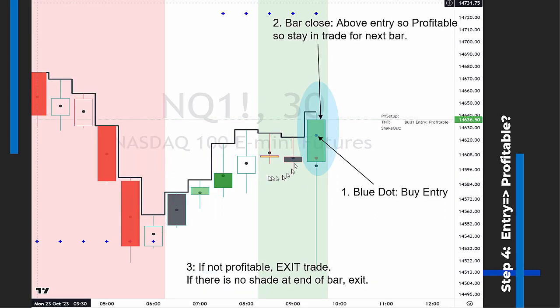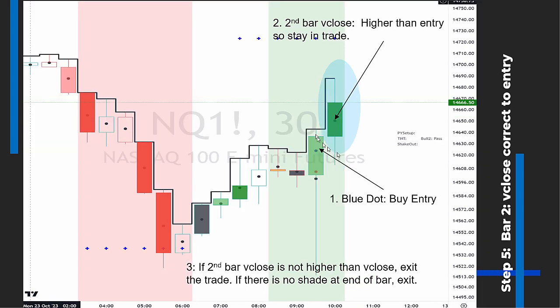Step 4 is to see if we entered. If we didn't enter, we'll cancel the orders and move on. In this case, we did enter and we closed above our entry. So this is a profitable bar, so we stayed in this trade. Also, the shade was there, so that made us stay in this trade. Step 5 is to validate the second bar since we stayed in this trade. On the second bar, the V closes above the entry since this is bullish, and we still have the shade, so we're going to stay in this trade, and it now passed the 2-bar validation.